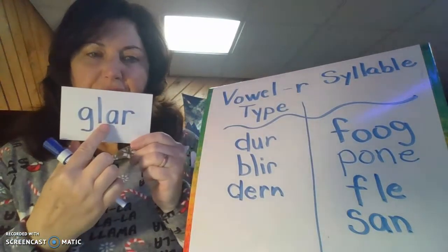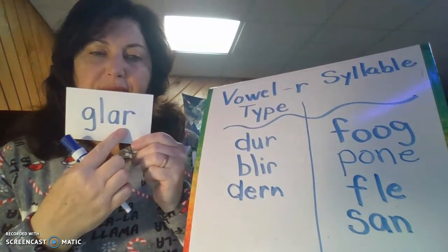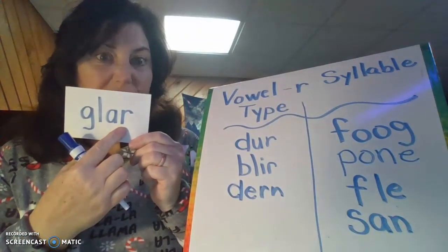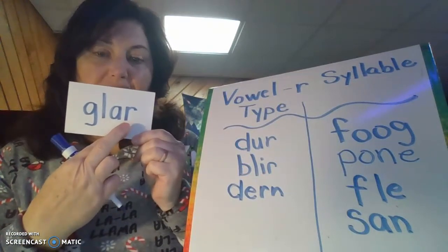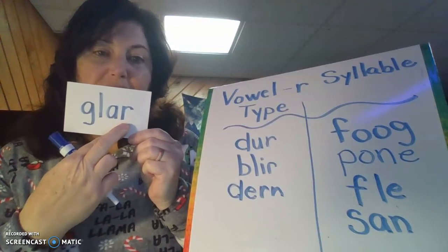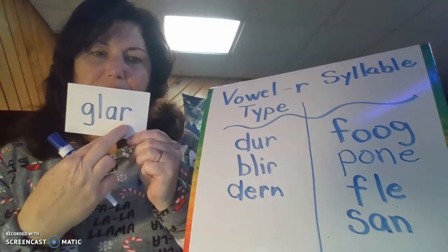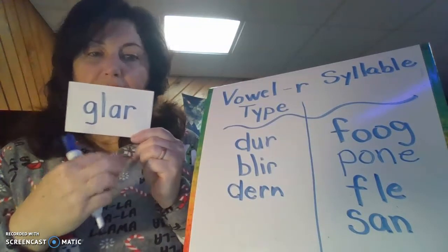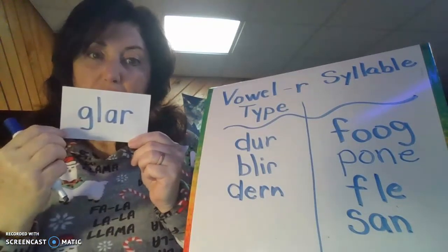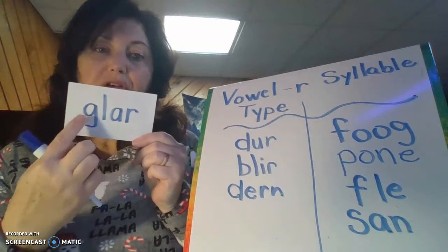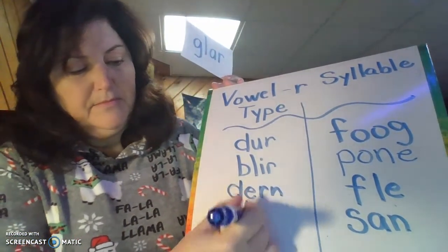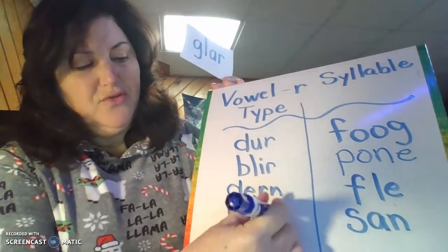Okay, find the vowel. What do you see? The consonant R, yeah. So, vowel R syllable. So, you're thinking, when AR is together, it's going to say R. So, glar. Strange pseudo word, glar.